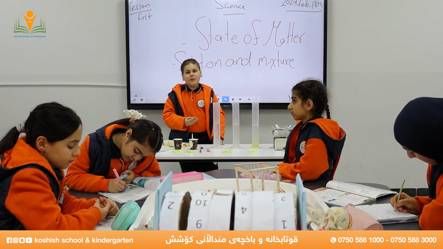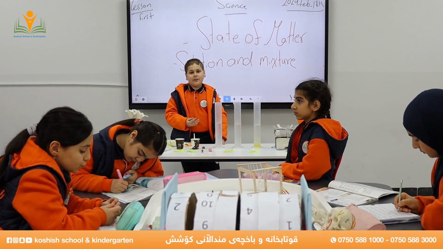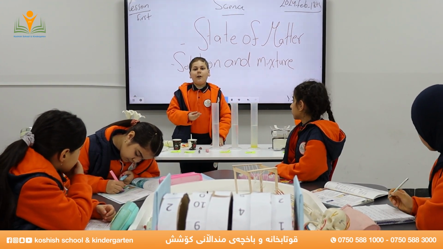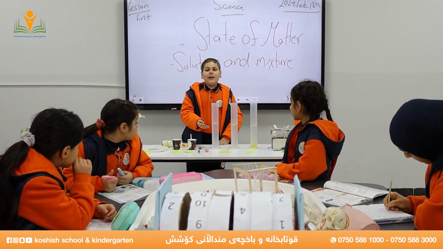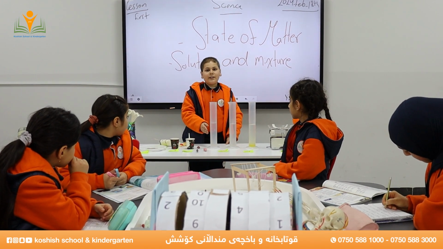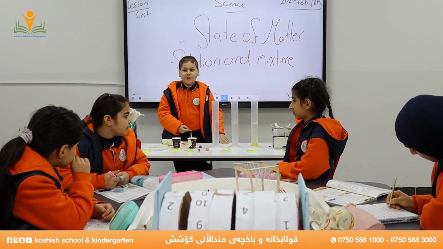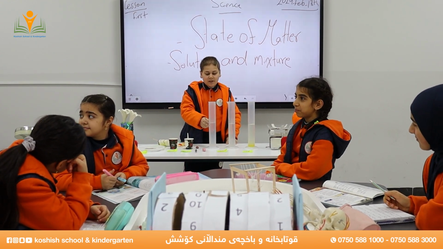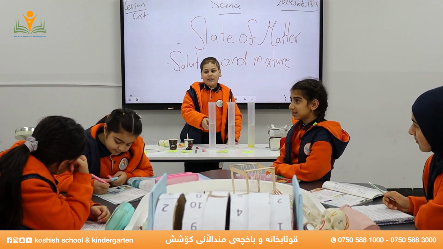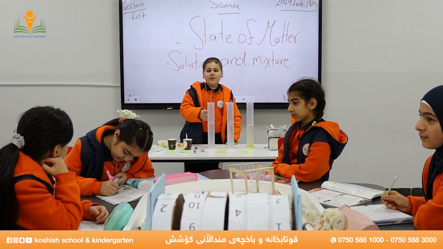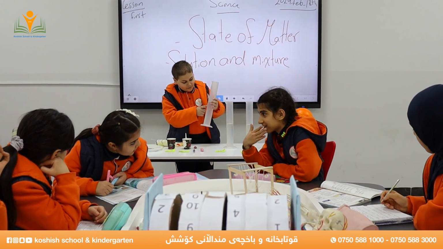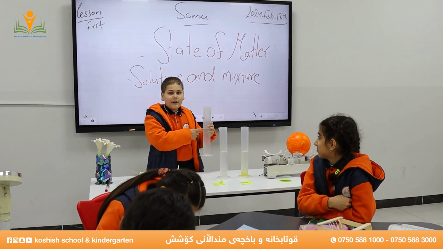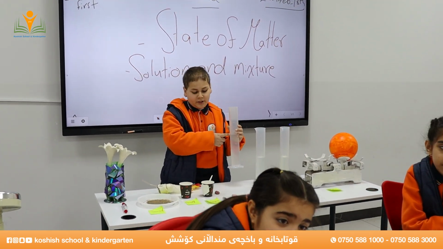How do we measure volume of water, of liquid? We pour water in the graduated cylinder. The graduated cylinder has these numbers. These numbers are milliliters. These are volumes. So this water has 315 milliliters.